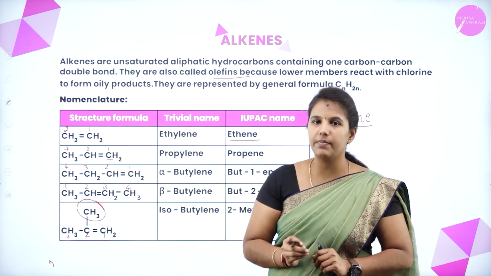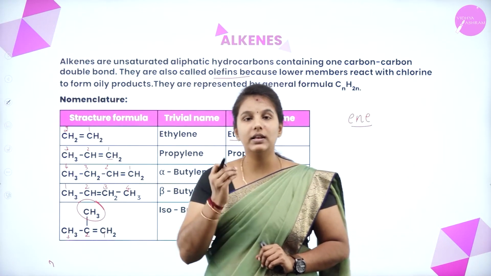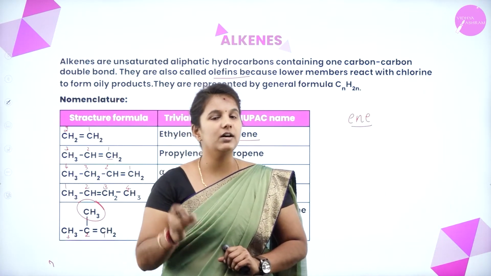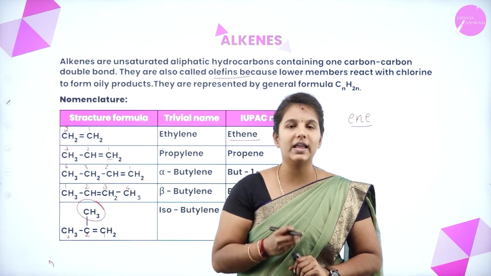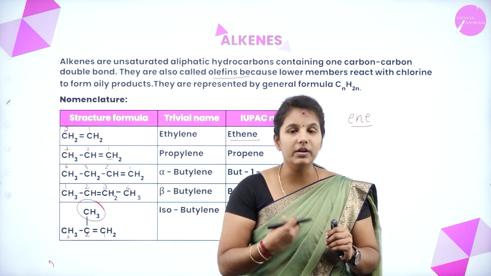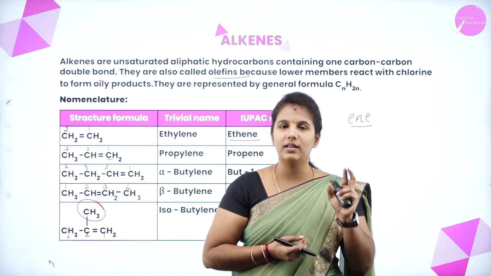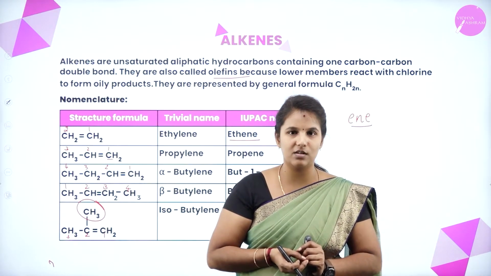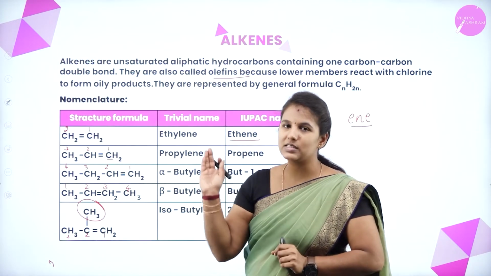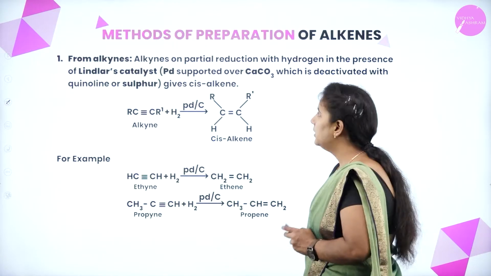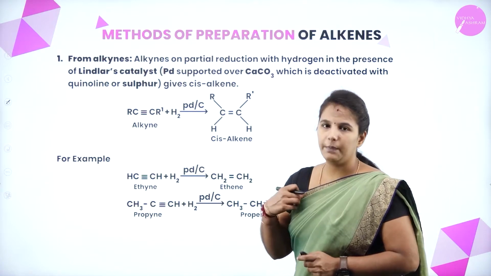This is how we can easily understand the nomenclature of alkenes. It is very simple. Remember, while naming these alkenes, the suffix should end with ene, and while numbering, the carbon atom which has a double bond has to get the least number. So, hope you all understood the nomenclature. Next is the method of preparation.